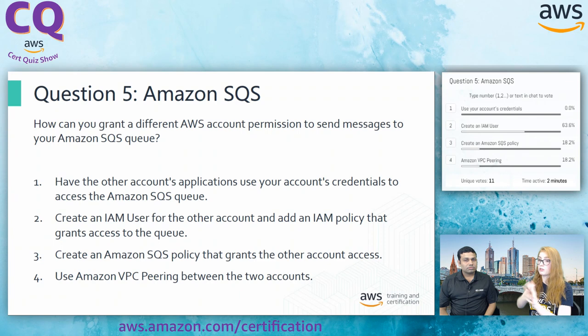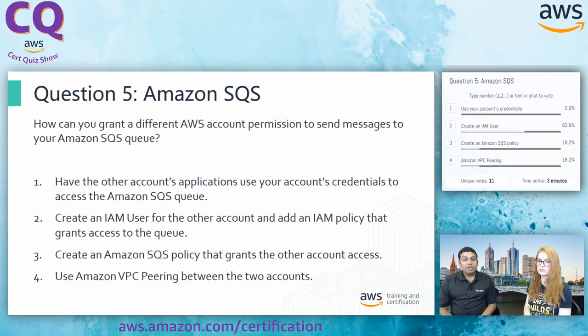Let's look at number 4, which says use Amazon VPC peering between the two accounts. VPC peering is setting up your network to do something, but SQS doesn't use VPC. And the question is more to do with permission, and VPC peering is not going to be the right answer. Therefore, option 4 is ruled out. So 3 is probably the right one, but let's look at it.